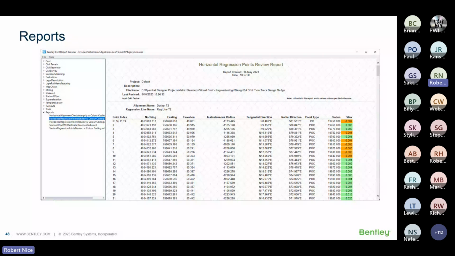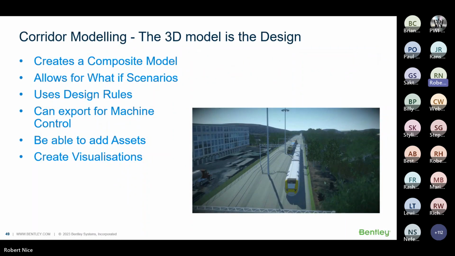Reports, as I said, haven't changed. Custom. For corridor modeling, if you're doing regression analysis and renewals, you're probably not going to do any of that, but it is there because we've got the 3D model. It leads us straight into corridor modeling. So things like machine control, using design rules, we can design, what if, and things like that, and create visualizations.